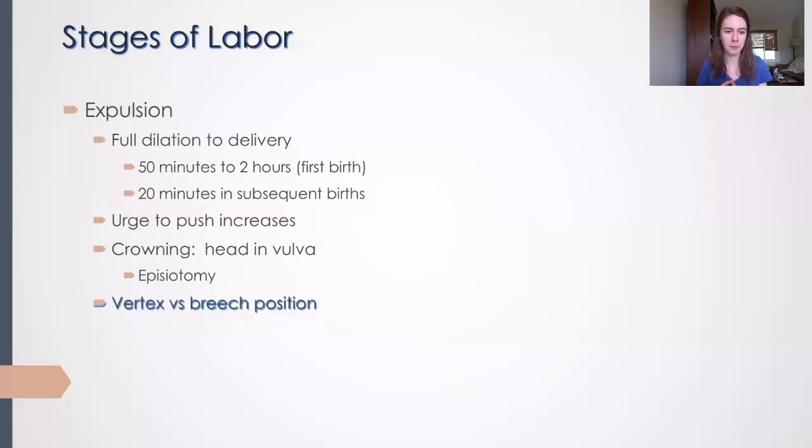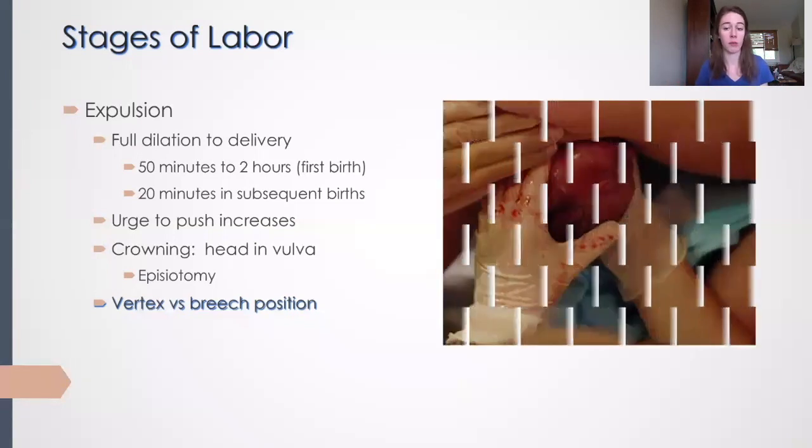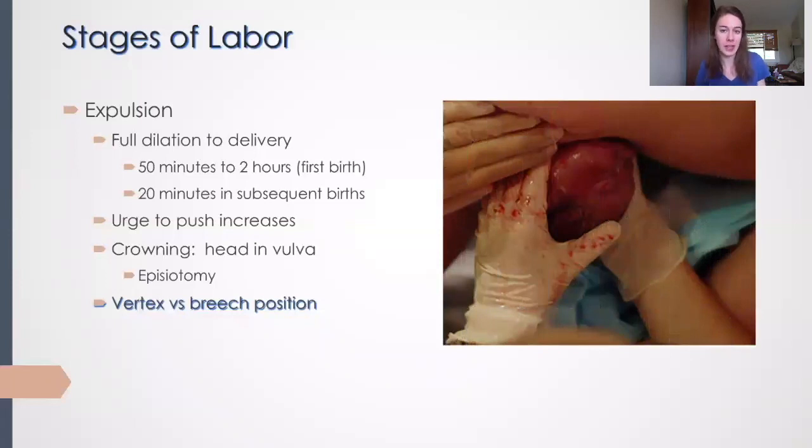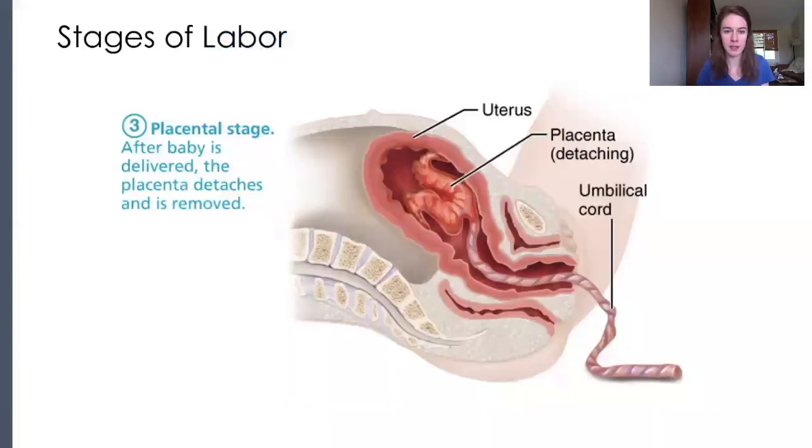So expulsion, typically about 50 minutes if this is your first birth, can be 20 minutes or shorter in any subsequent birth. So if you have had a child before, this process is usually a lot faster. But this is what causes the urge to push. Crowning is when the widest part of the head is visible in the vulva. Vertex or breech positions are just these extremely dangerous birth positions that the baby is in that can cause a lot of issues to go wrong.